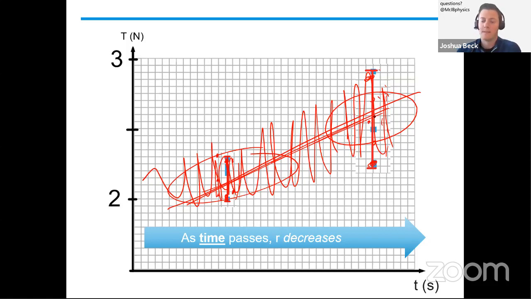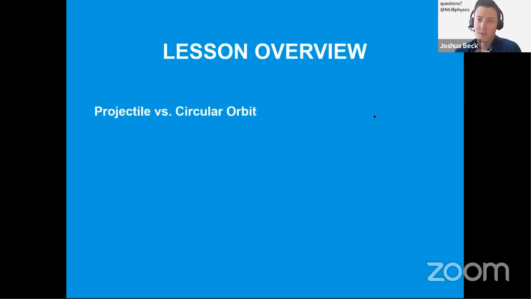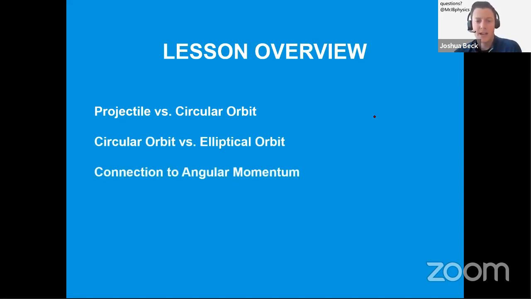All right. So today, what are we going to look at? Today, I want to look at circular orbits. In order to do that, I want to compare them to objects that are considered projectiles, so projectile motion. Then I want to compare circular orbits to elliptical orbits. And then finally, at the very end, we'll connect this to angular momentum, something from several classes ago.